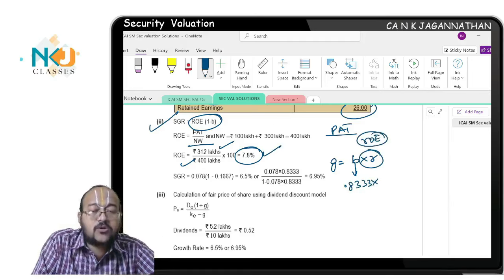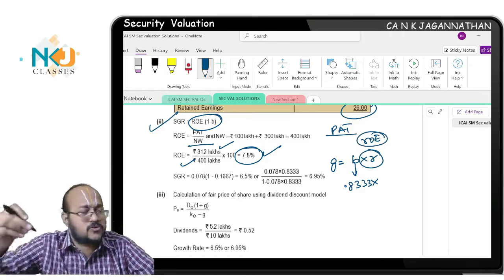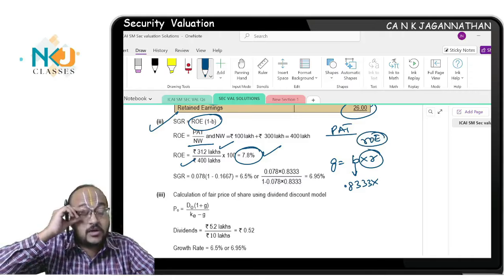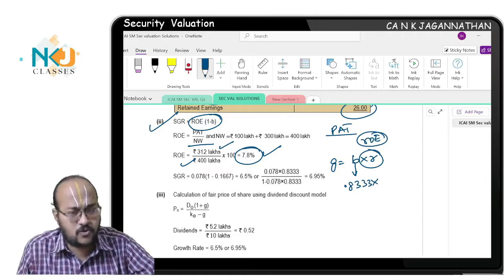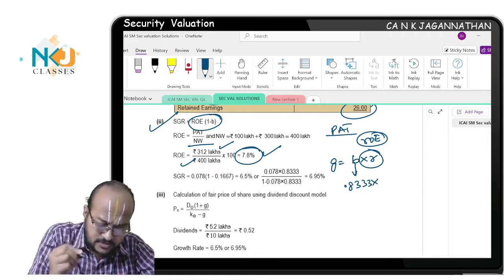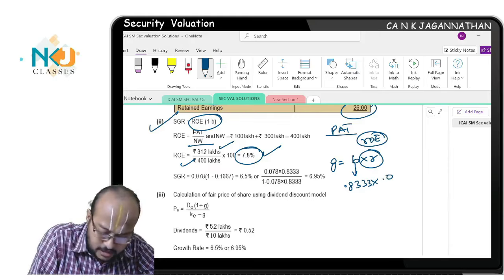I explained all this in the revision, you can go through it. On YouTube I have also uploaded the revision of the equity valuation chapter. There, under Gordon's growth model, I have discussed in detail what the logic of it is. Interchangeably they use that. Say R is how much? 0.078, 7.8 percent, correct?